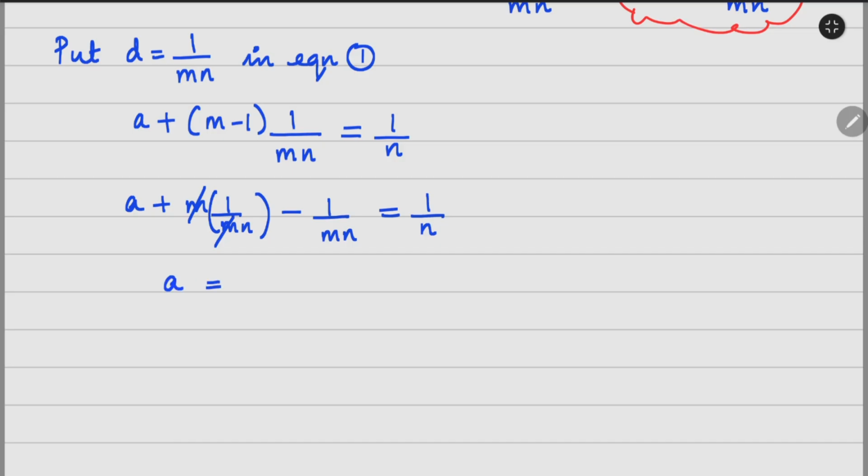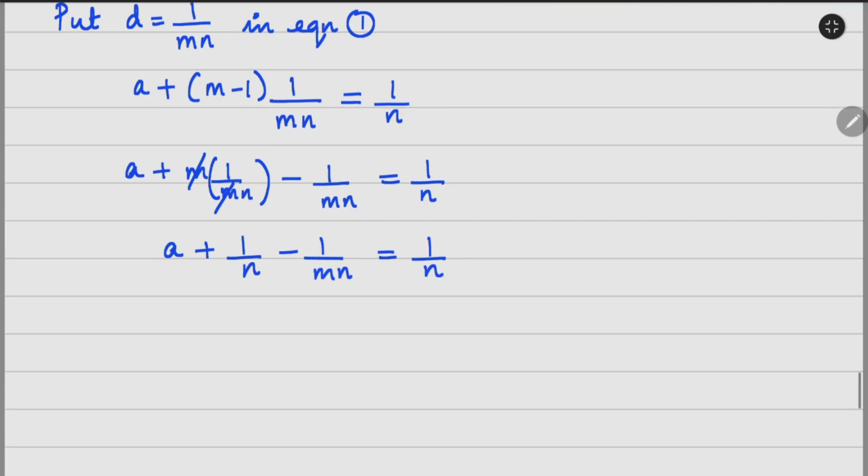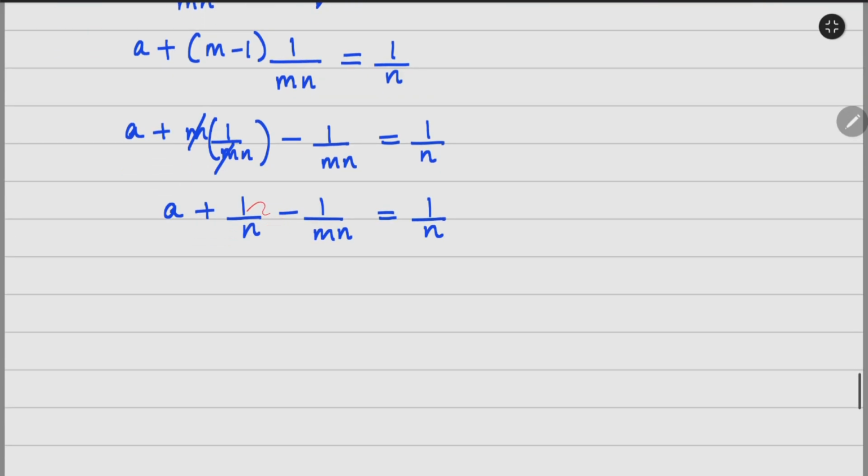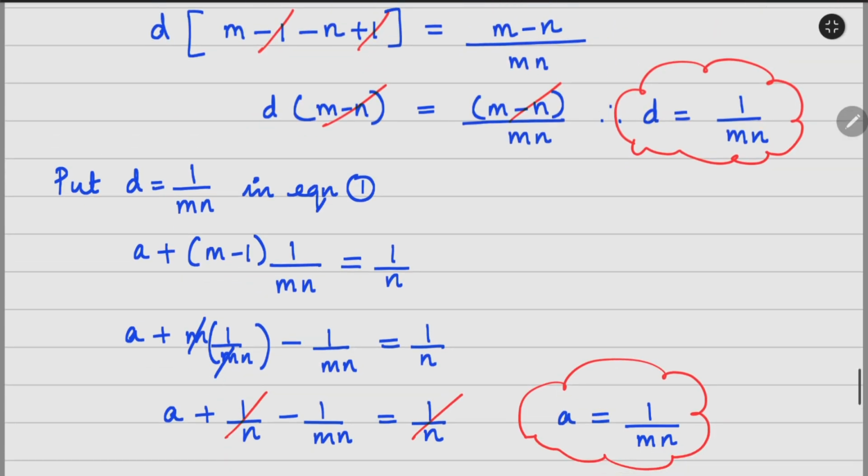What is A? Or we can just write it as it is. So A plus 1 by n minus 1 by mn is equal to 1 by n. So this plus 1 by n on either side would get cancelled. What is left? A is equal to minus 1 by mn will go to the RHS, will become plus 1 by mn. So this is your first term. Okay, so we have got our first term and we have got the common difference.